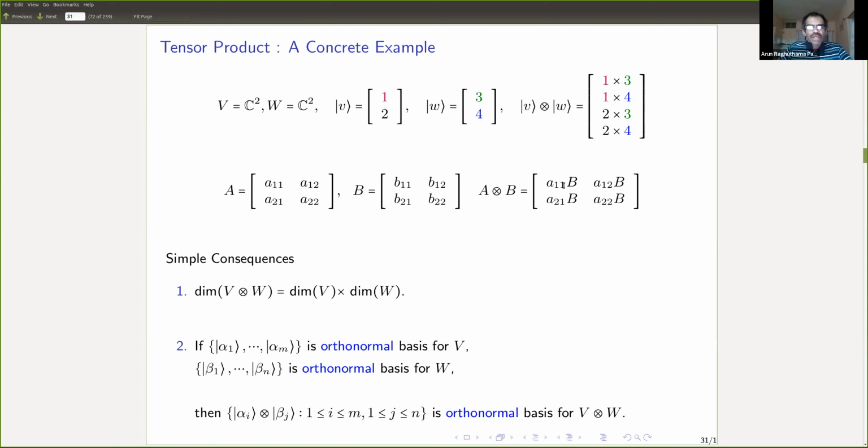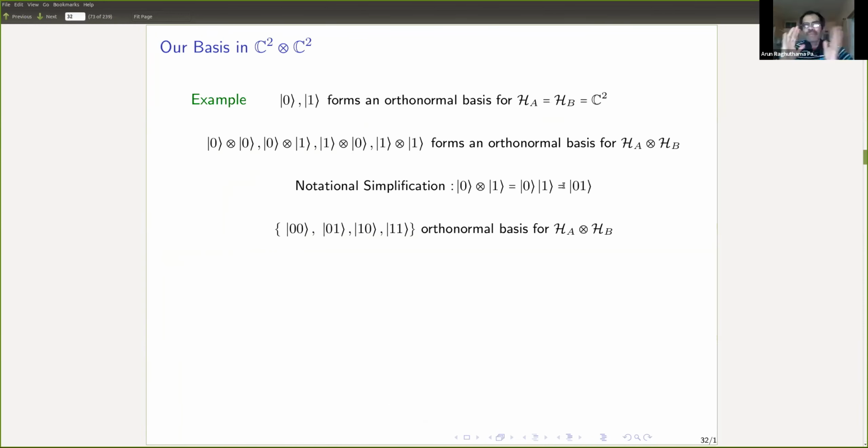Okay. So at the end of this talk, I'm going to do just one simple illustration of the power of quantum. And I'm building all the tools towards that through the axioms. So that's the approach. So remember that in C2, ket 0 and ket 1 form an orthonormal basis, right? So from this previous observation, ket 0 tensor ket 0, ket 0 tensor ket 1, ket 1 tensor ket 0, and ket 1 tensor ket 1 form an orthonormal basis for HA tensor HB.